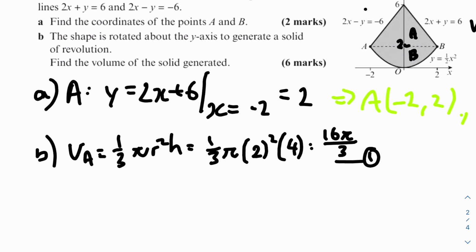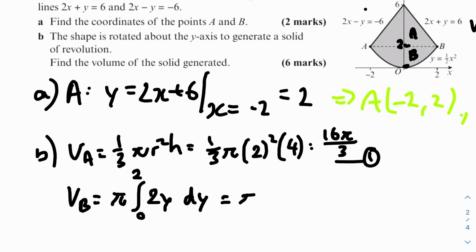That's the first part. For the volume for B, we'll just use integration. It's equal to pi times the integral of x squared, because we have to rotate around the y-axis, so we have to make x the subject. So x squared is equal to 2y if we rearrange it, so 2y dy, right? And the bounds are from y equals 0 to y equals 2. So this equals pi times y squared from 0 to 2, and this gets us 4 pi for the volume.